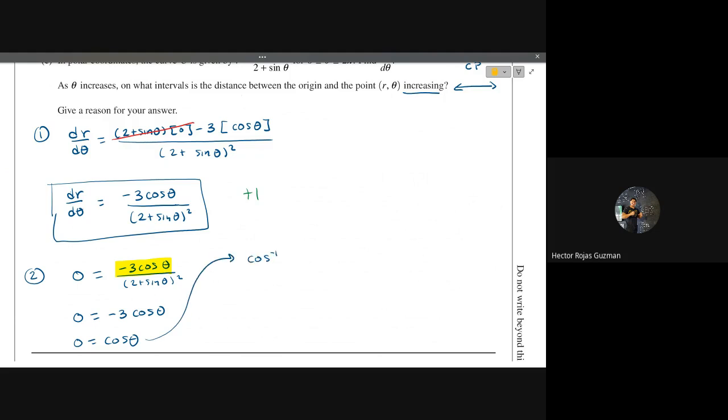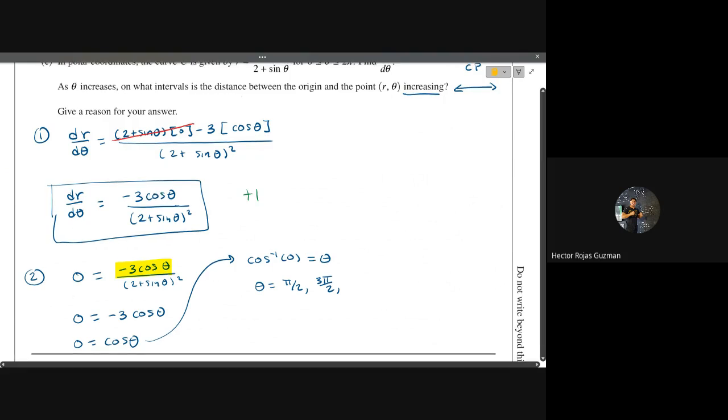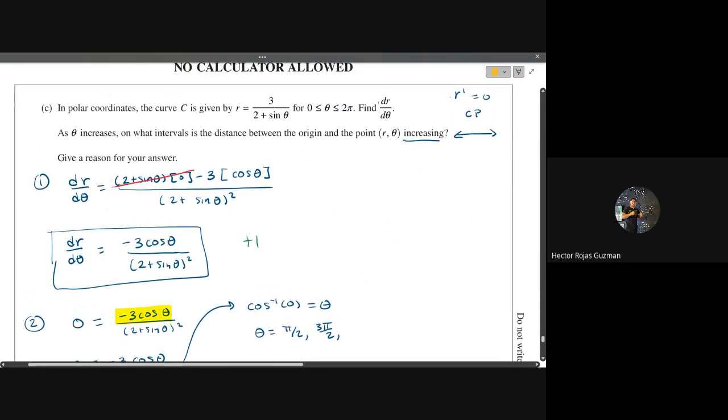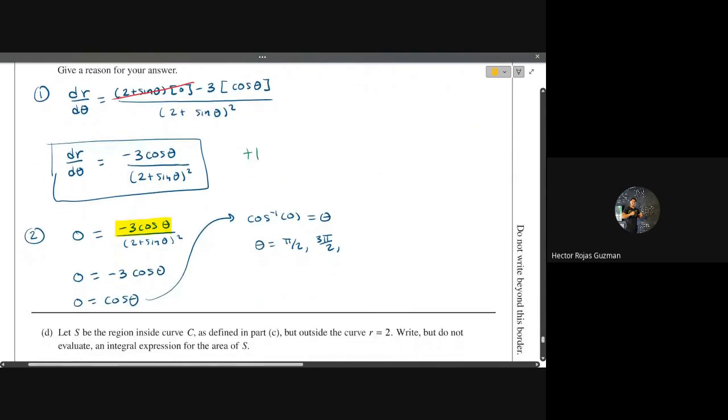Take the inverse of cosine. And hopefully you know your unit circle pretty well, because cosine inverse of 0 happens at pi over 2, 3 pi over 2, 5 pi over 2, 7 pi over 2, and so on. But we are restricted, right? We're only going from 0 to 2 pi. So those are my only 2 critical points.